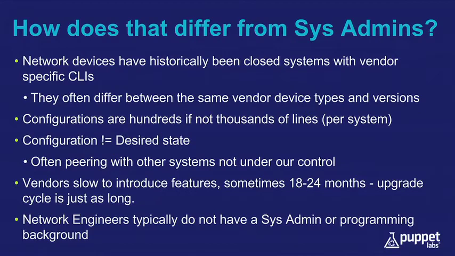And if there are some cool new features that the vendors are going to release, it generally takes them 18 to 24 months to roll out. And when you couple that with the fact that it takes an incredibly long time to test and deploy new features, it's often upwards of years before something ever sees the light of day. And a lot of network engineers, generally speaking, don't have a systems administration background or programming background. So a lot of the tools and techniques that are available in the DevOps world are actually fairly new to network engineers and kind of met with some skepticism.